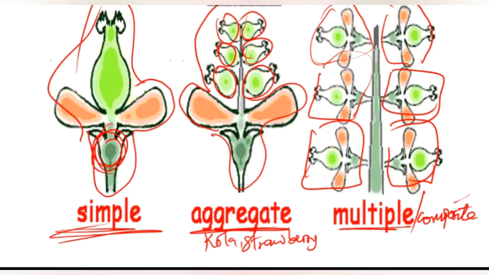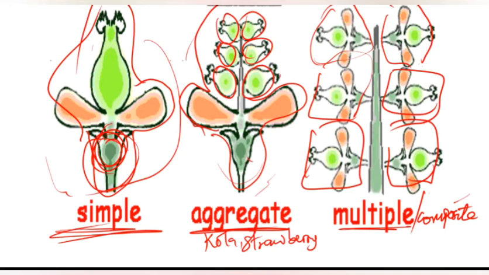So each of these flowers has its own ovary. You remember here we have one flower having several ovaries. In simple, we have one flower, one ovary. In aggregate, we have one flower, several ovaries. Here we have several flowers with their ovaries.